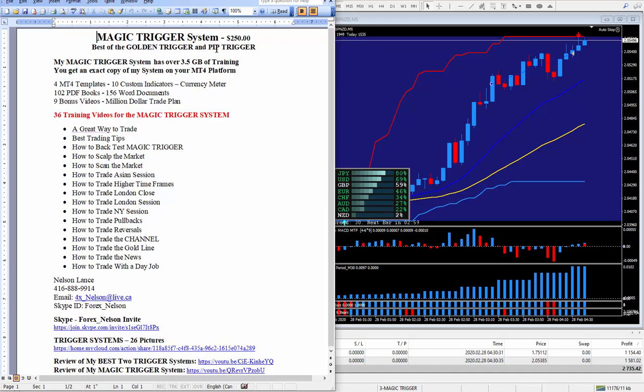If you remember, PIP trigger is when the market's trending, and this section right in here is definitely trending. And of course, the golden trigger is trading in between the channels when the market is going sideways.